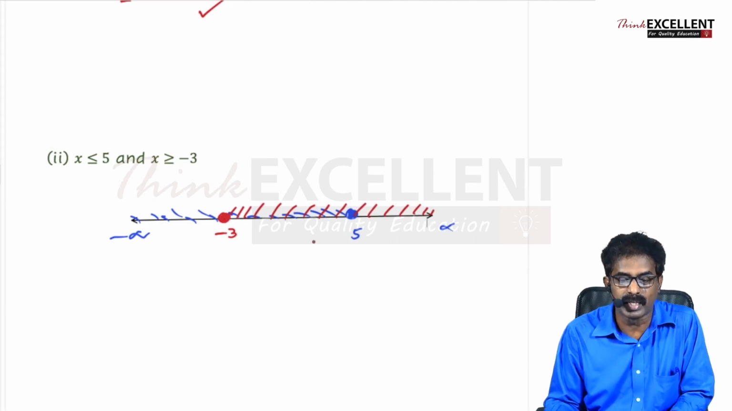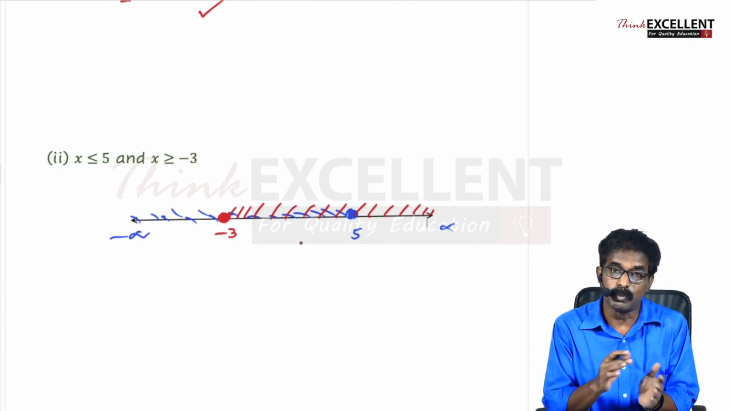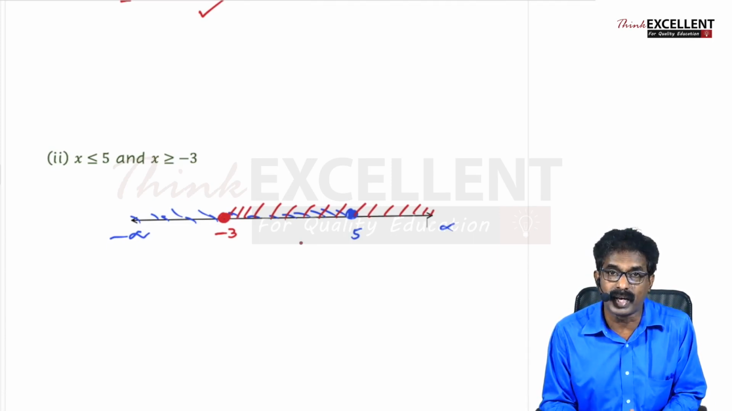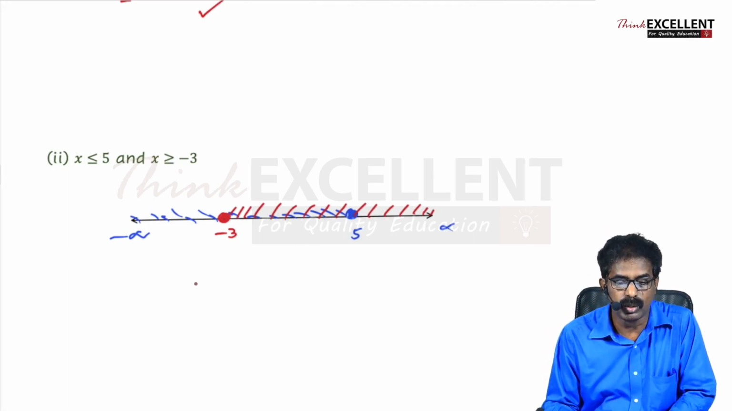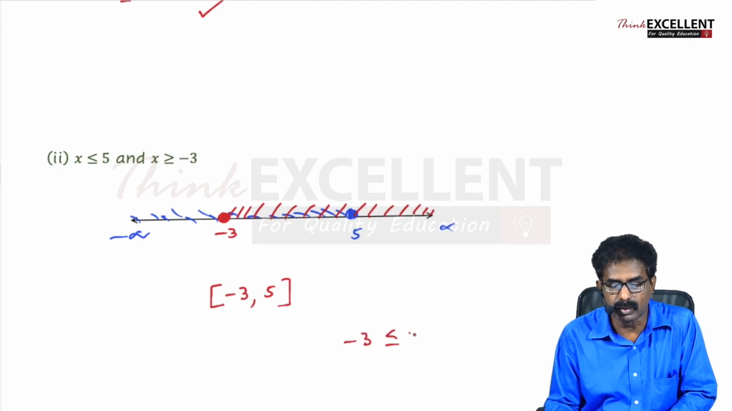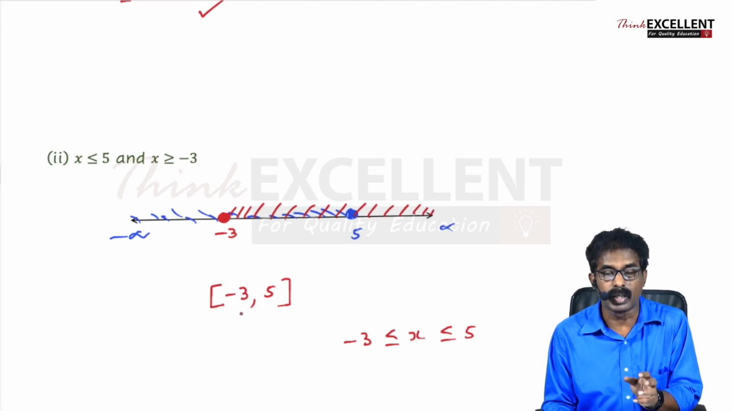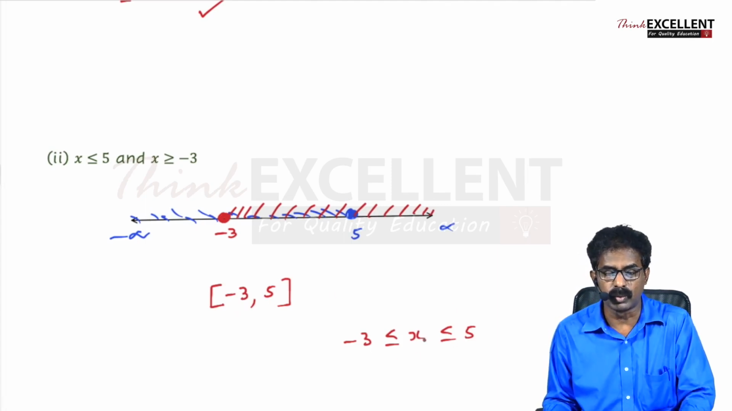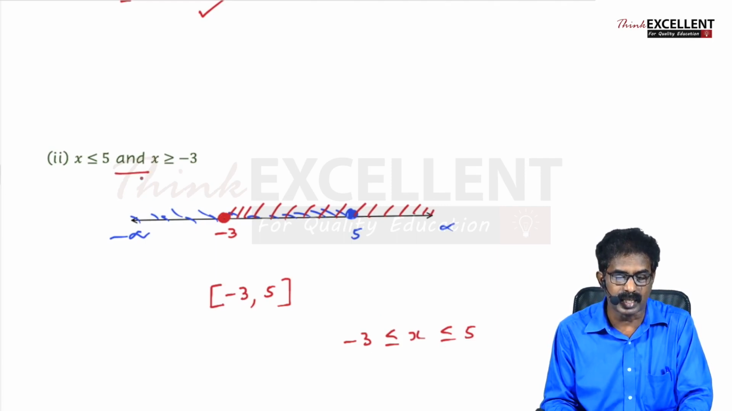So very easily you can identify which portion is shaded in both the cases: minus 3 to 5. Both minus 3 and 5 are included. So your answer is minus 3 to 5, closed interval, both the ends closed. So minus 3 less than or equal to x less than or equal to 5. Since they asked for an interval, you write minus 3 to 5, closed interval. If they ask for an inequality, you have to do it this way. So remember, 'and' is there, right?